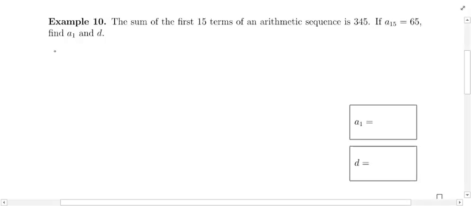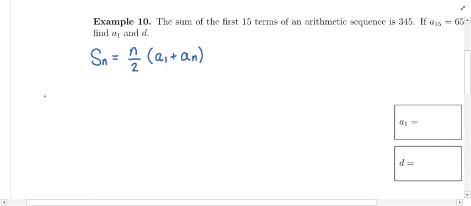So I'm going to go ahead and write the first formula down. The sum of the first n terms is going to be n divided by 2 times the first term plus the last term. So let's see what we can do here. We know stuff about the 15th term. Let's go ahead and plug in n equals 15 here. Everywhere you see an n, put a 15. This tells us to calculate the 15th partial sum, or the sum of the first 15 terms. That's going to be 15 divided by 2 times a1 plus a15.